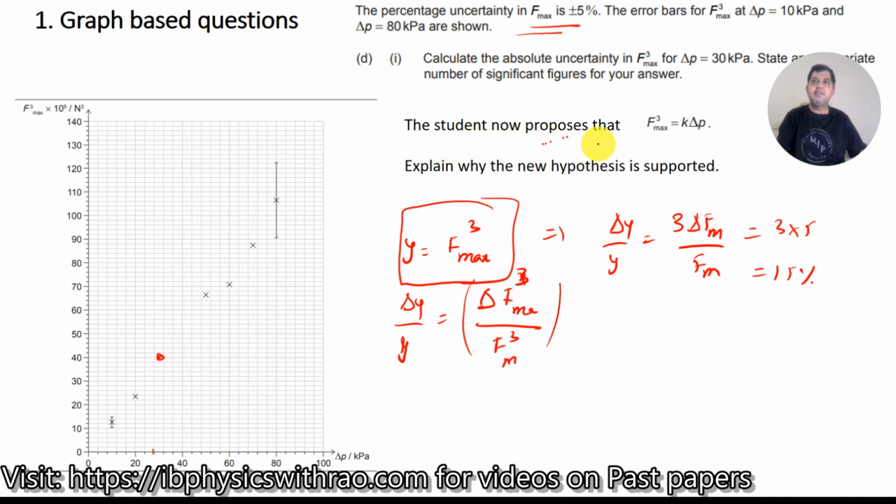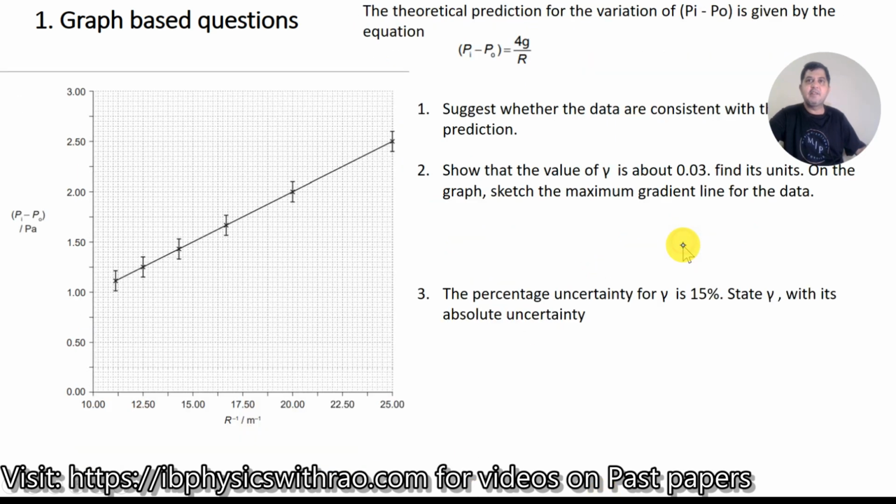Now, calculate the absolute uncertainty for f max cube for delta p equal to 30 kilopascals. We already got it here. There is nothing else given over here, so you can just choose this one. Okay. Next, let us move on to the next one.